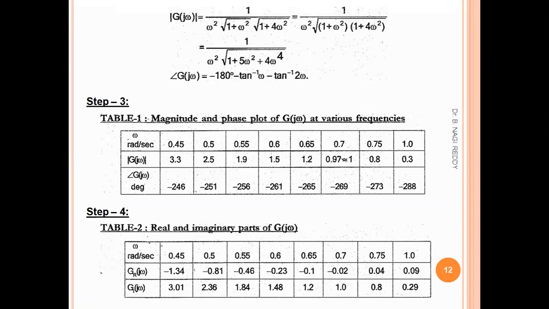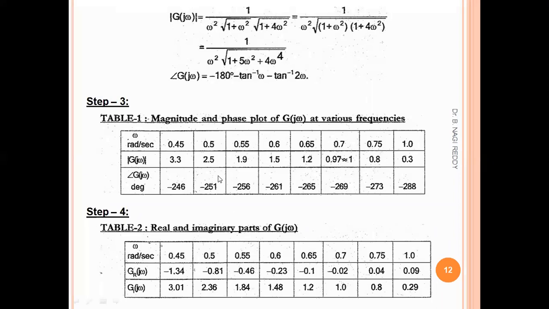So for that purpose, here 0.5, 0.45, 0.5, 0.55, 0.6, 0.65, 0.7, 0.75, and 1. These points have been taken. These are not mandatory values. If you want to take 0.4, you can take it. If you want to take 0.8 also, you can take it, no problem. 0.9 also, you can take, no problem. That's your wish. All these omega values are assumed values to draw the polar plot precisely and accurately.